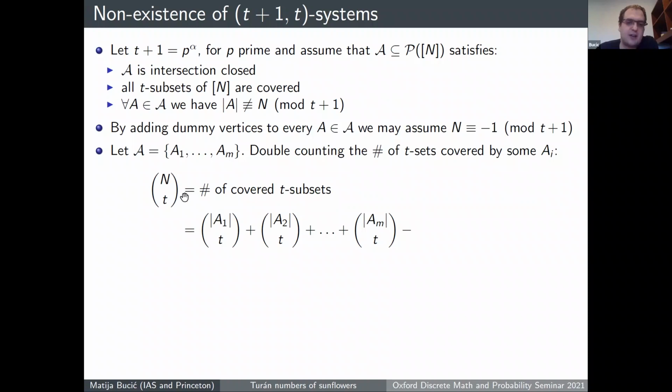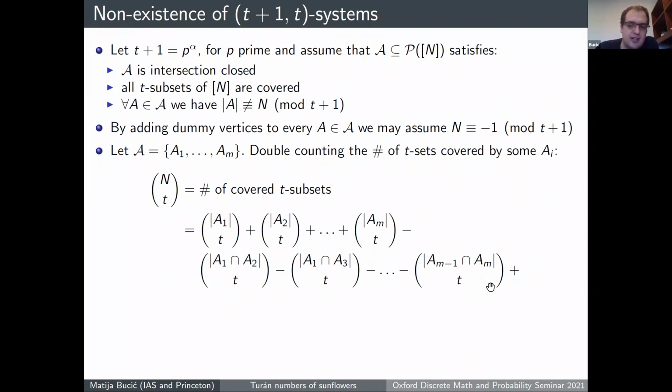So how many sets are covered by the first set? This is just the size of the first set choose T. This is how many sets are covered by the second member of our family, and so on up to the last one. And here we overcounted any T subset which is contained in multiple members of our family. So we need to take out the A1 intersection A2 choose T and so on. And now we're undercounting, so we need to add the triple intersection choose T and so on. So in total, just the basic inclusion-exclusion principle gives us this expression as also being equal to the number of covered T subsets.